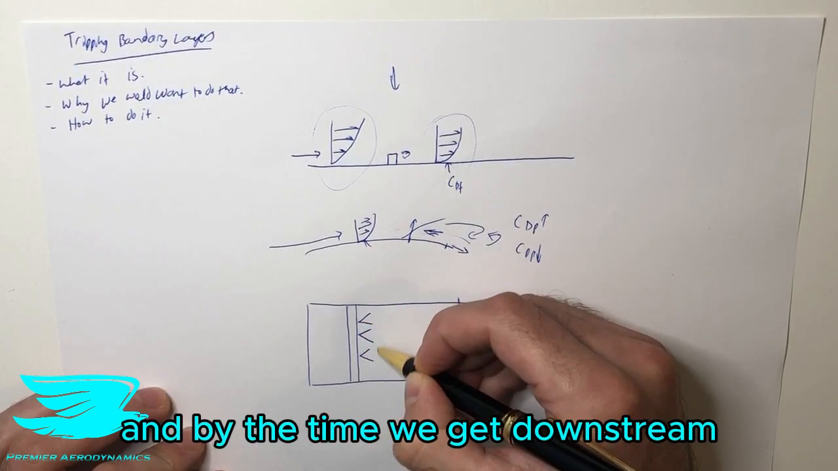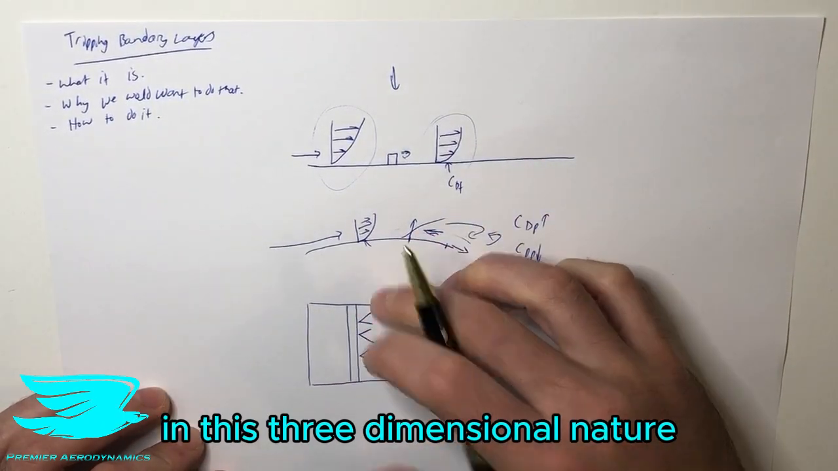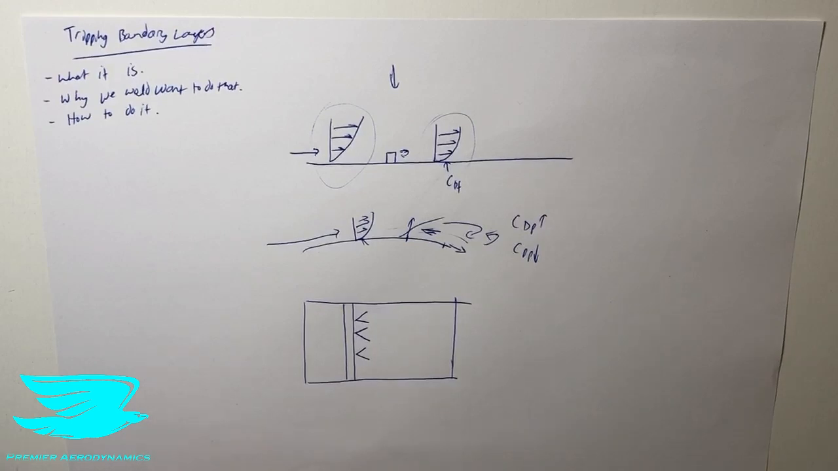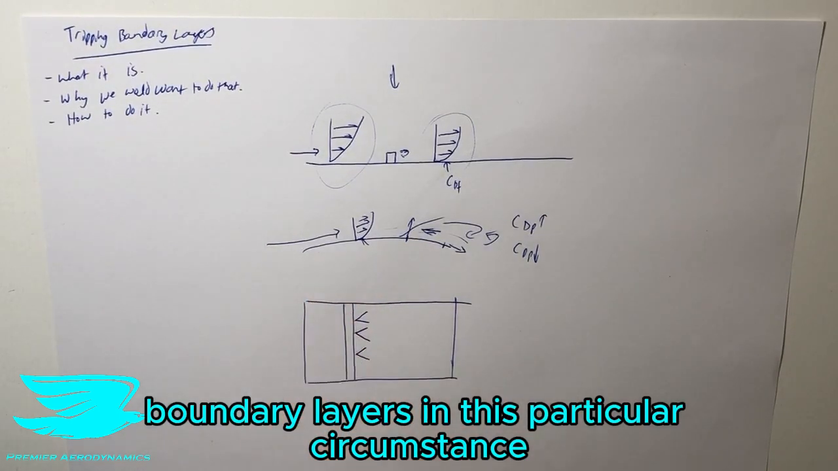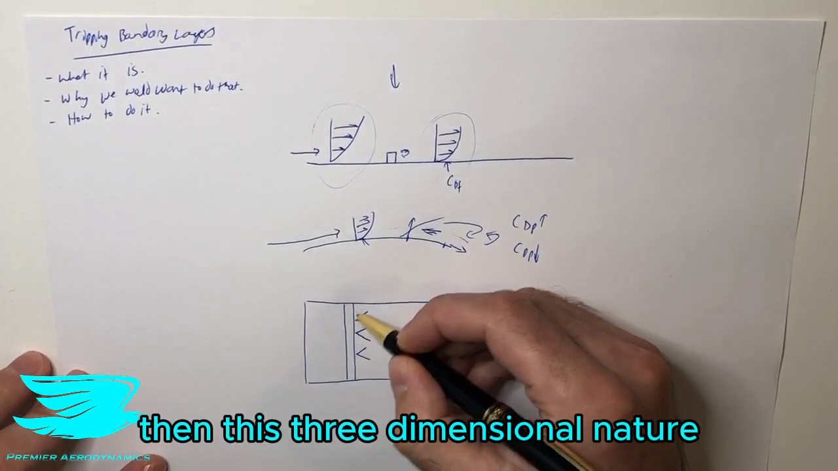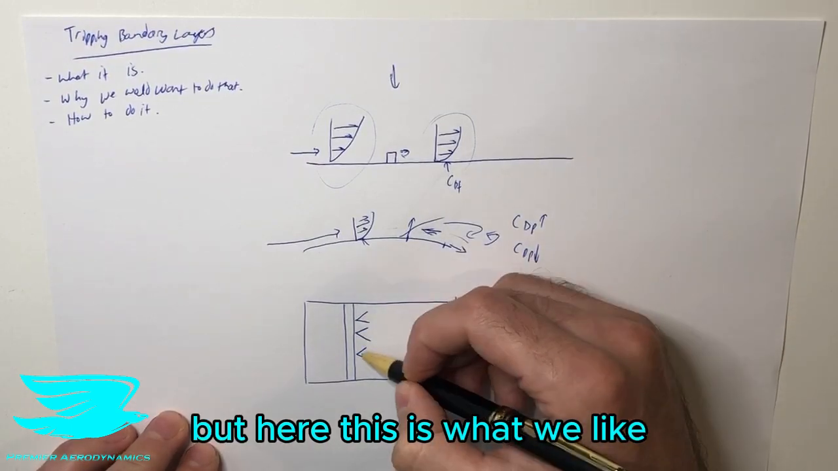And by the time we get downstream, now the entire boundary layer here has become turbulent in its three-dimensional nature. So that is a very beneficial property of boundary layers in this particular circumstance. If on the other hand you wanted to keep the boundary layer laminar, then this three-dimensional nature is detrimental. But here, this is what we like.